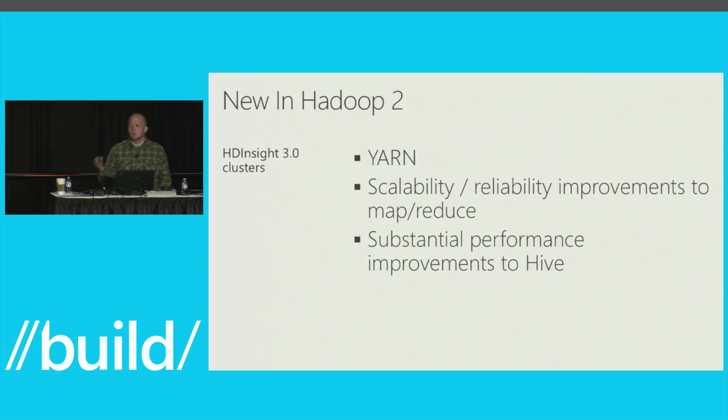And so that means simply moving to Hadoop 2 means you're going to have generally more performance for your MapReduce jobs. You're going to be able to scale better, and you're going to be able to handle failure modes more easily. Important thing to note, so when we talk about HDInsight, we version the cluster that we put out.